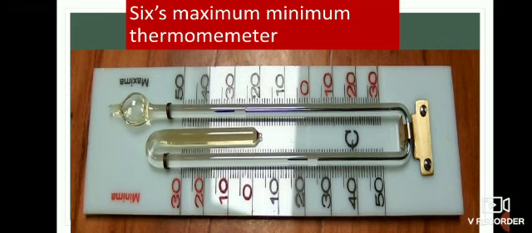When it is so hot, we feel extremely uncomfortable as the normal temperature of the human body is 37 degrees Celsius. To measure very low temperatures, such as in Antarctica, which is about minus 89 degrees Celsius, that is less than 0 degrees Celsius. So in order to measure very low and very high temperatures, we use a Six's maximum minimum thermometer.